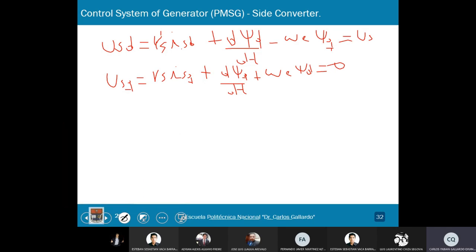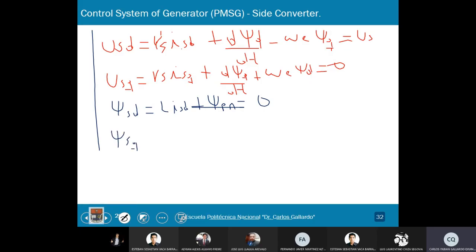What about the fluxes? In order to have the dynamical model, the stator flux on the d axis is equal to the inductance times the stator current on the d axis plus the magnetizing flux, the permanent magnet flux, and this is equal to 0. And the stator flux on Q axis is equal to the inductance times the stator current on Q axis, and this is equal to the negative stator voltage over the stator speed.